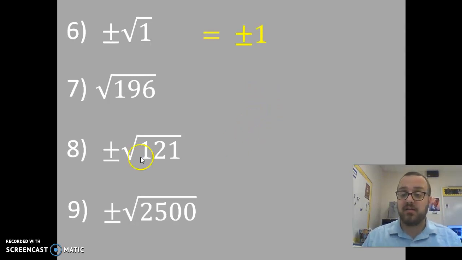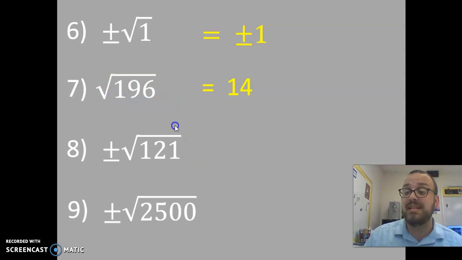All right, welcome back. Let's look at these. For the first one, I'm asking for the primary and the secondary. The square root of 1 is 1, so it'll be plus or minus 1. For the next one, I'm only asking for that primary root, the positive one, so the square root of 196 is actually a perfect square. It's 14 times 14, so 14 is going to be our answer.